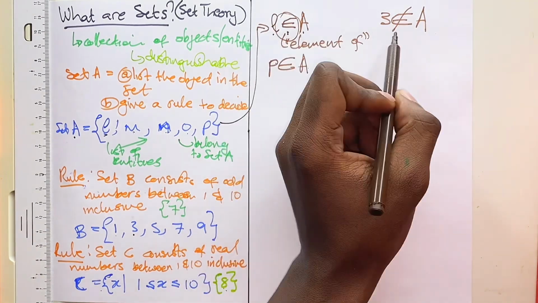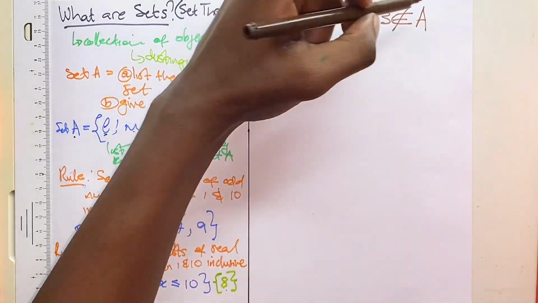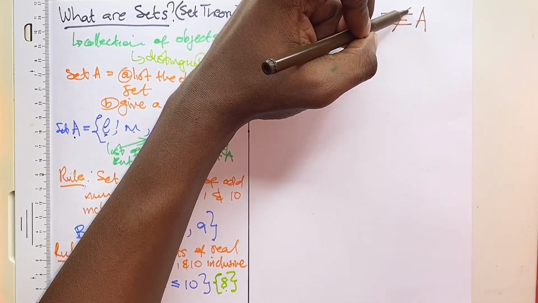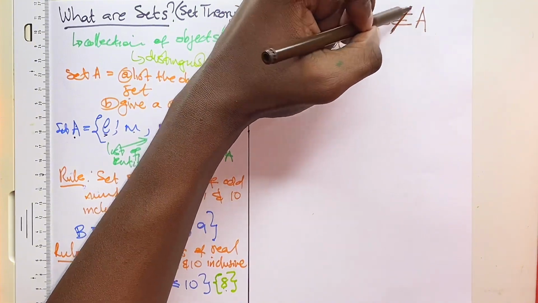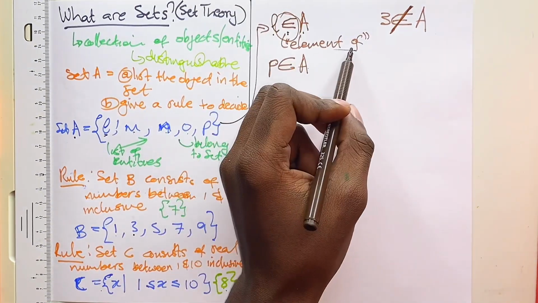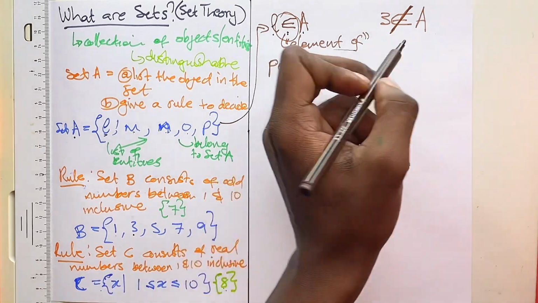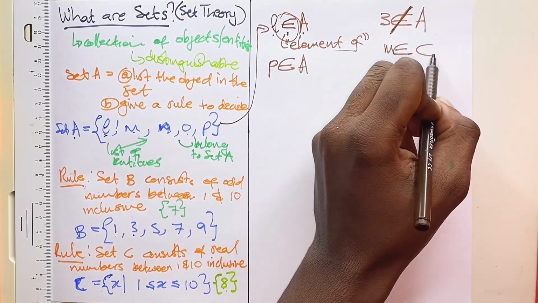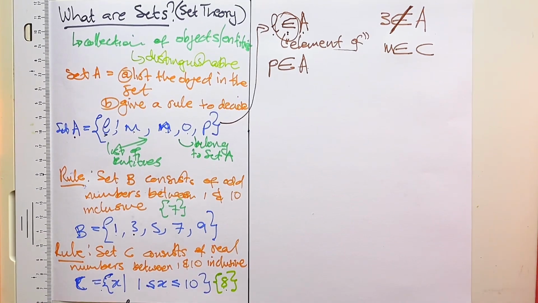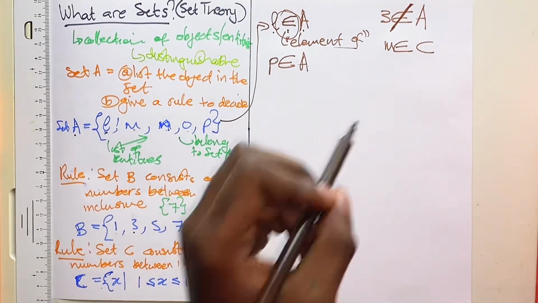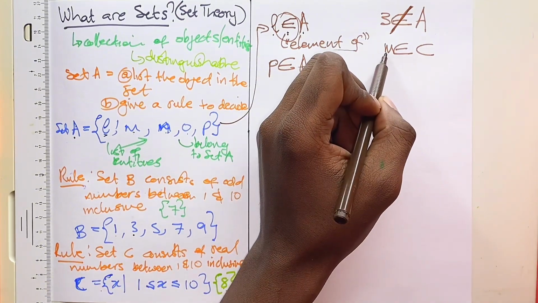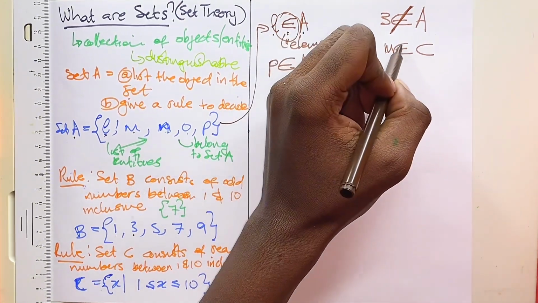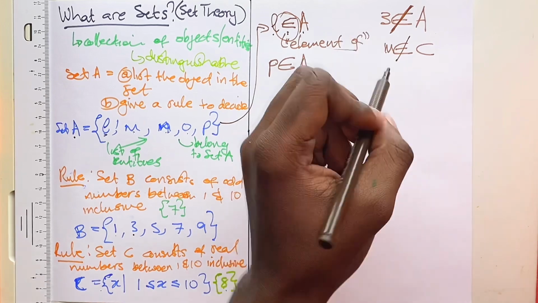Now to say that it is not an element, we will write down this diagonal line through the symbol to say "not an element of." Now, is M an element of C? No. In my set C, I have real numbers between 1 and 10. So M is not a number between 1 and 10.